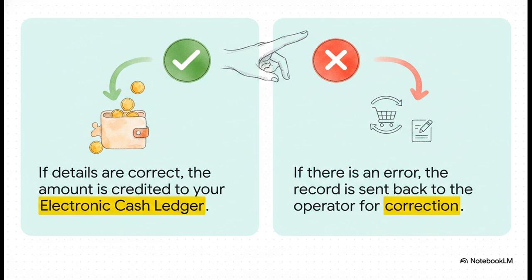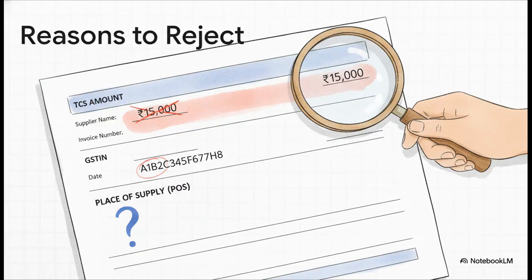If everything looks right, the numbers match your own books, you just click Accept. The moment you do, that money gets moved into your electronic cash ledger, which is basically your digital wallet for paying taxes. But if something looks off, you click Reject, and that record gets sent right back to the platform to be fixed. Now you're probably thinking, why on earth would I reject this?